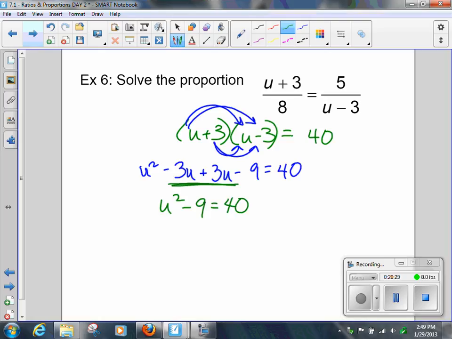Now what? See, what I did, I did it easier. I just did 3 times u and positive 3 times negative 3. But are you always going to be able to do that? What's the reason you can do that in this particular problem? That's the only time this will work, when you take that shortcut, okay?